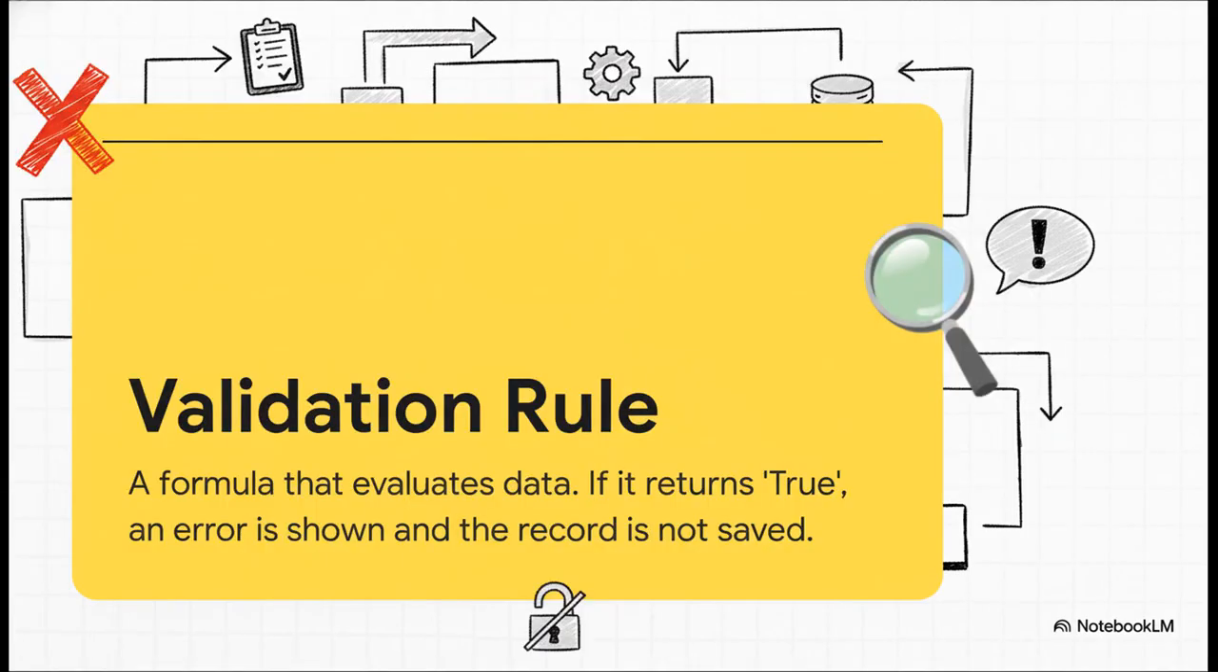The answer is a validation rule. And it's a beautifully simple, powerful tool. You just write a formula that checks the data. If that formula finds a problem, if it returns true, bam, it blocks the save and pops up an error message, forcing the user to fix their mistake before they can move on.